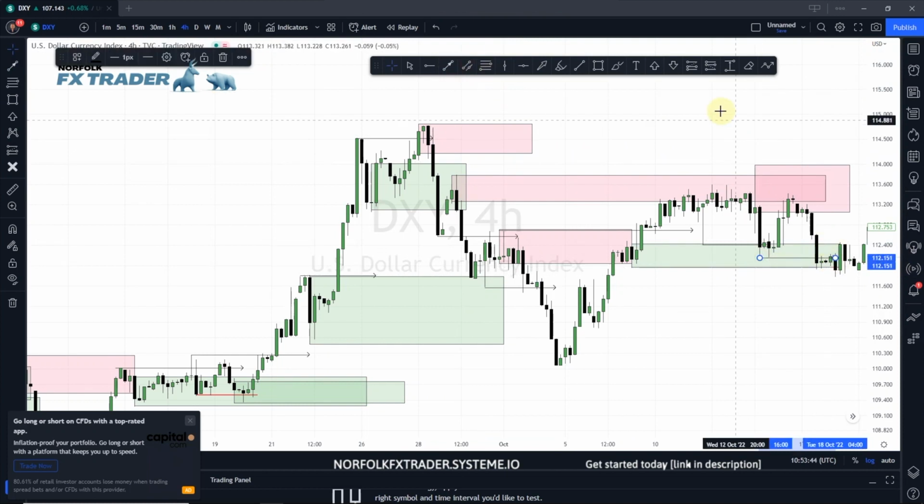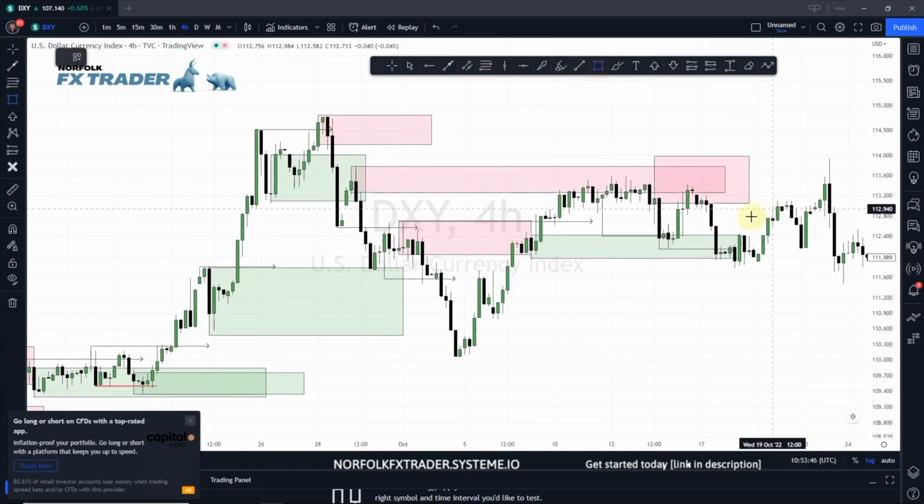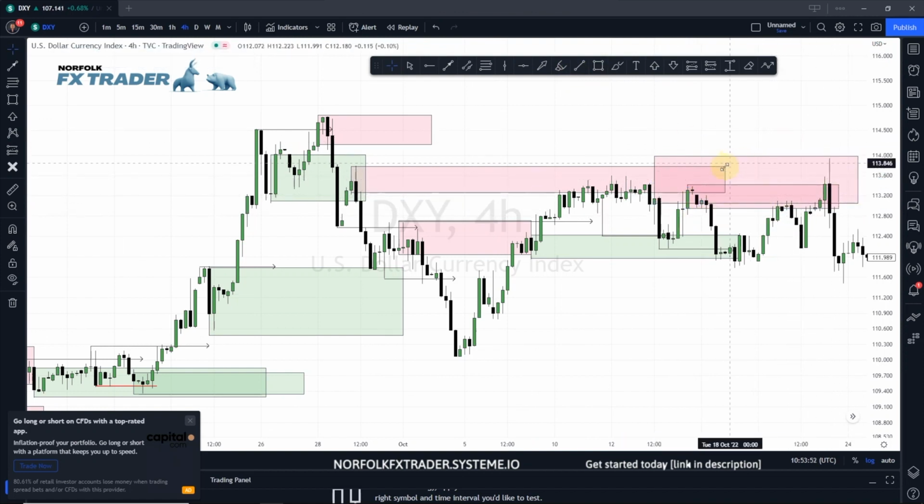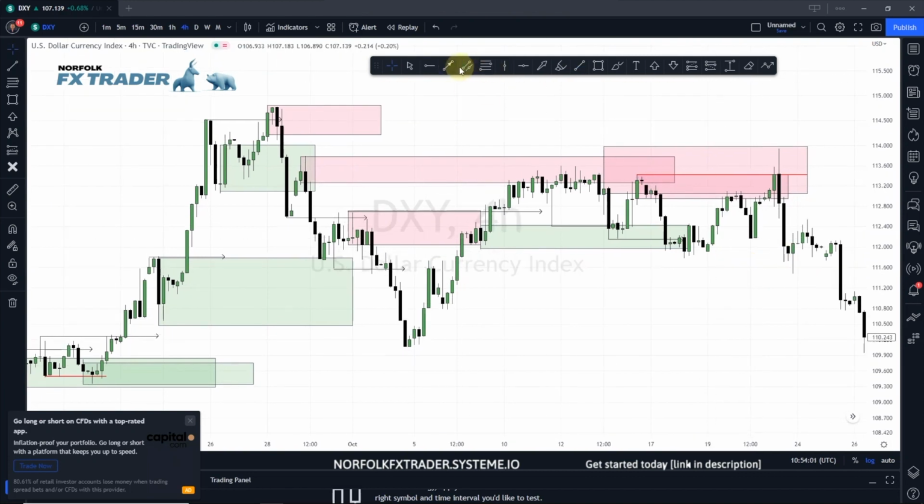Another break of structure there, move it across. This is an area of supply. Okay, so we wick through that one. That's just going deeper into this area, which is in fact then a tested zone. We have a tested level right there. The market continues to go down at this point.